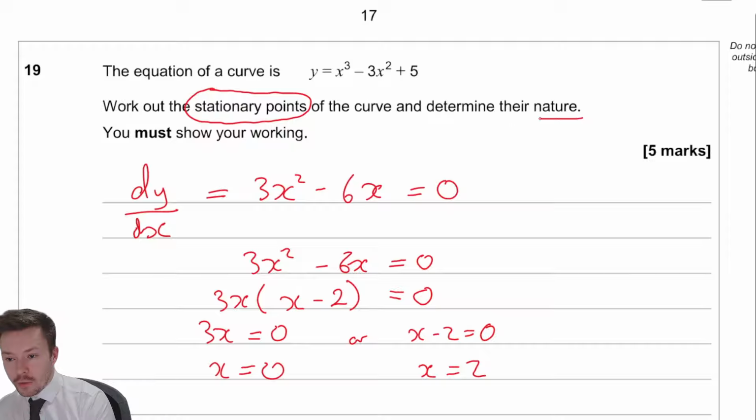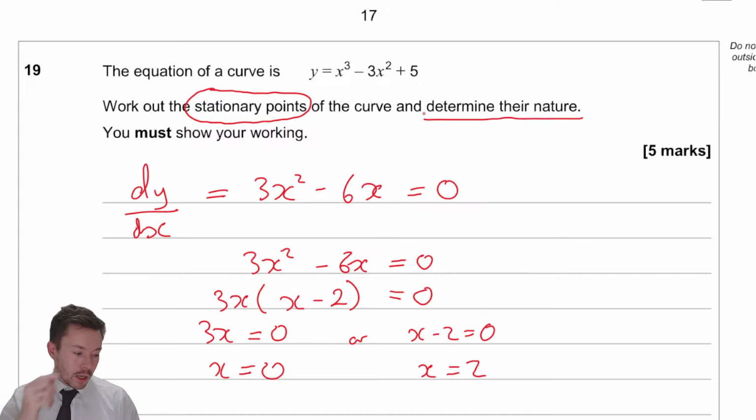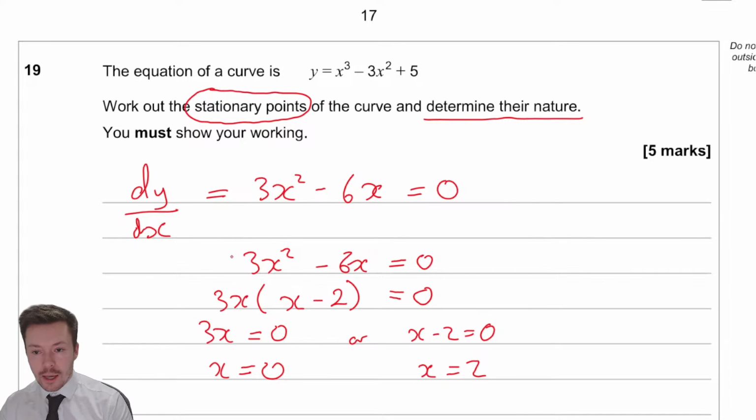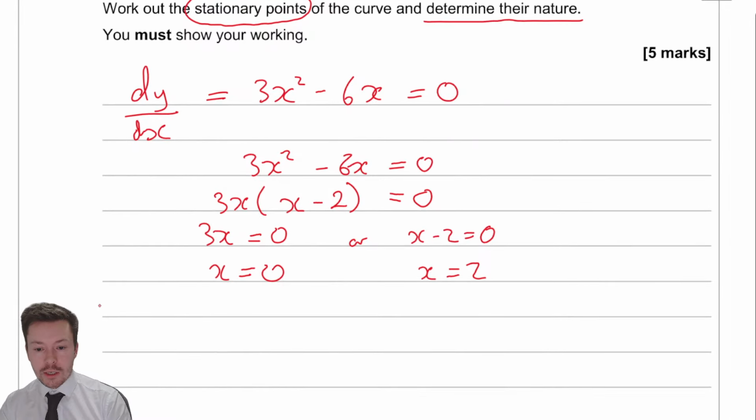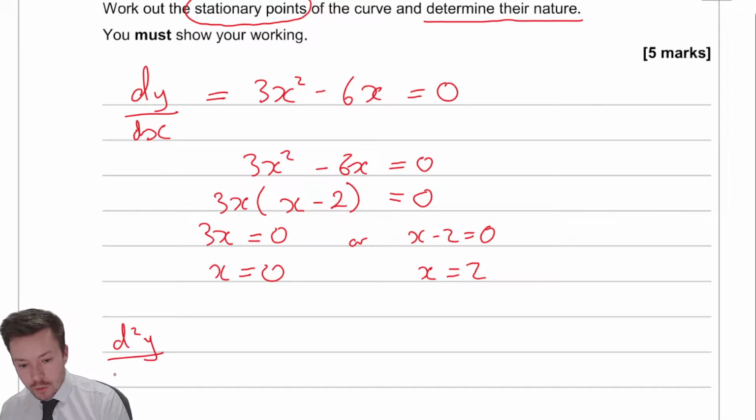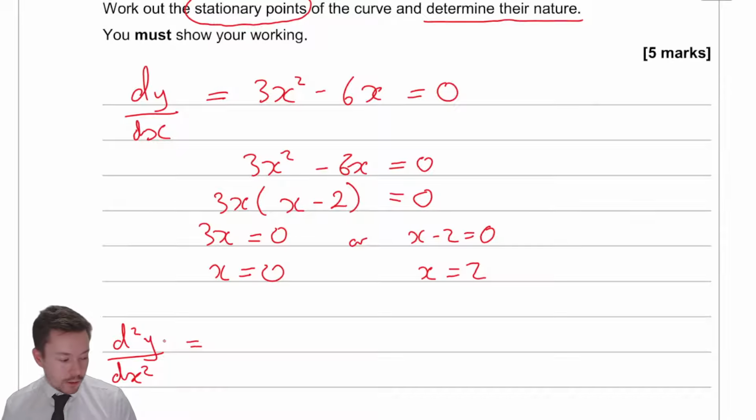We need to determine their nature, and what that means is whether they are a minimum or a maximum. Okay, and to do that, we need to differentiate again. Now, this is something which is also on the GCSE, so just be aware of that. So differentiate again. d squared y by dx squared. We are going to do 2 times by the 3 is 6. And then 2 take away 1 is 1. Okay, so we just get for that 6x and then minus 6, because this 6x differentiates to just the number in front. When you've got the x term, you just get the number left over.